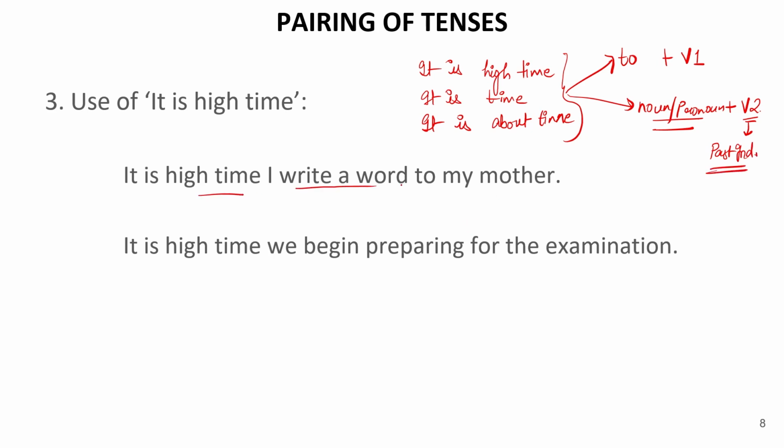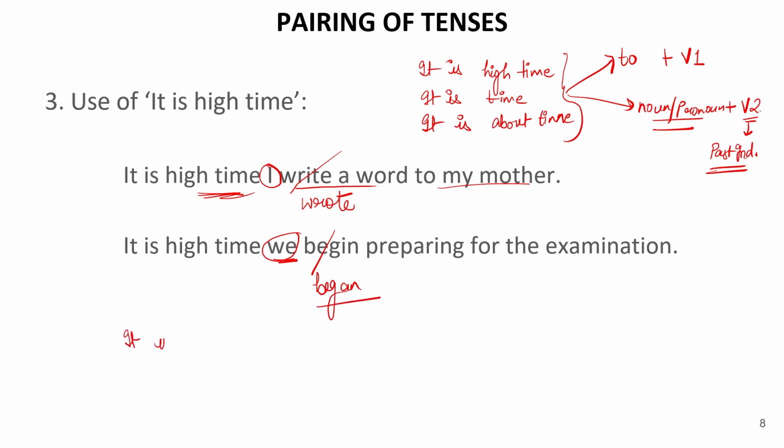Now, it is high time I write a word to my mother. It is high time, and I is a pronoun, so write should be replaced with wrote. It is high time we begin preparing for the examination. This is we, that is a pronoun, so begin should be replaced with began. I is also a pronoun, we is also a pronoun, so we have written began. That is verb second form.